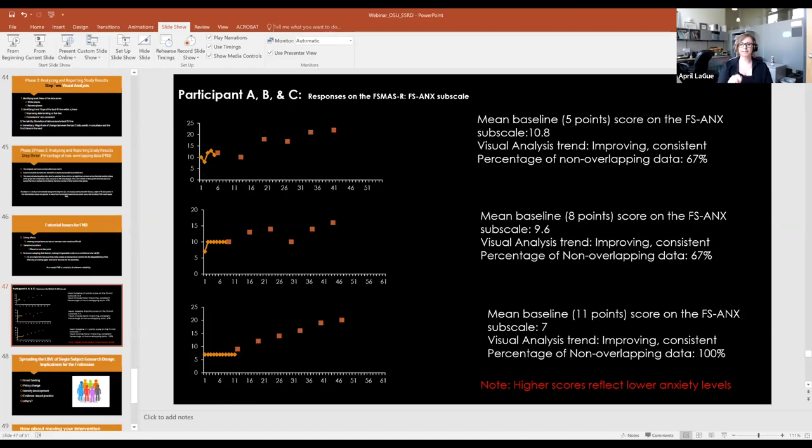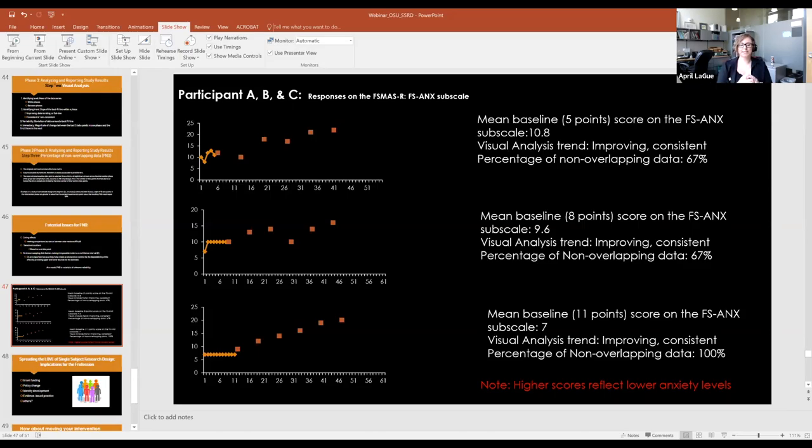The second participant similarly had a mean baseline of 8 points on the scale. So that's the scale that was continued. They were continuously measured throughout every week, once a week throughout the intervention. They had this Bannon-Sherman scale and scored on that. So when I say mean baseline, that's what I'm talking about. And the visual analysis again, trend improving, consistent, and percentage of non-overlapping data, 67%.